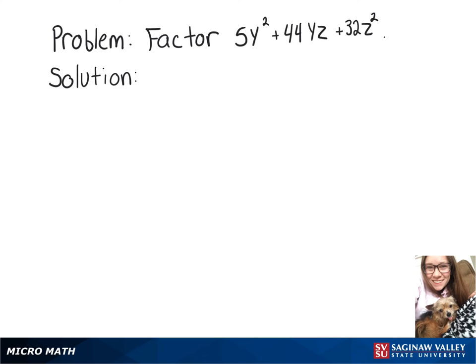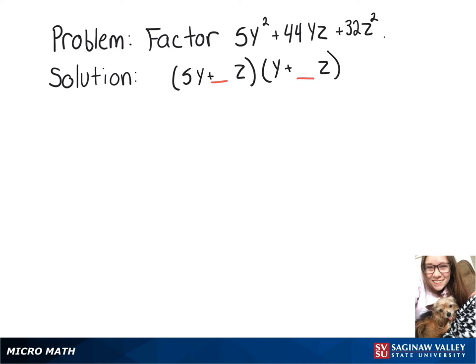We're going to factor 5y squared plus 44yz plus 32z squared. So we know that we're going to have 5y plus something times z, times y plus something times z.